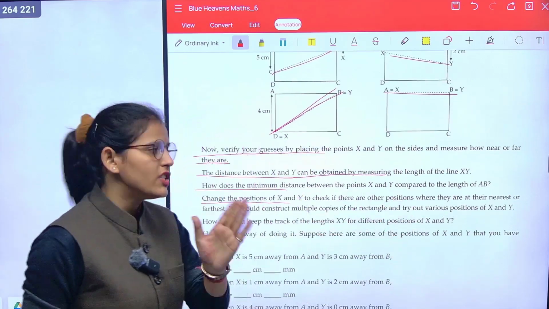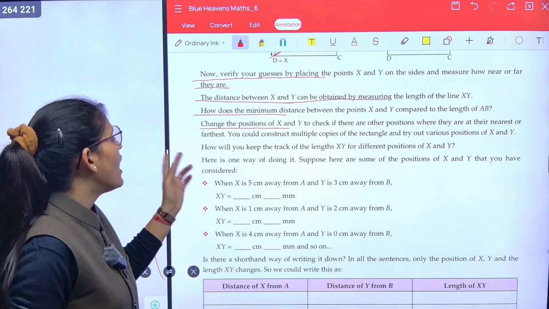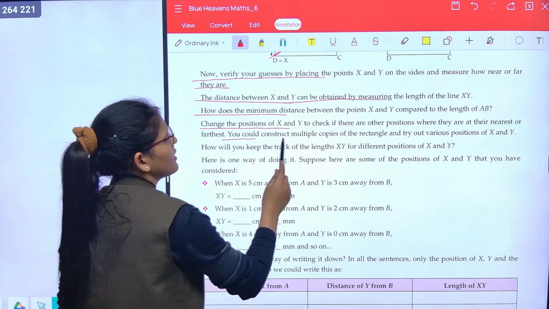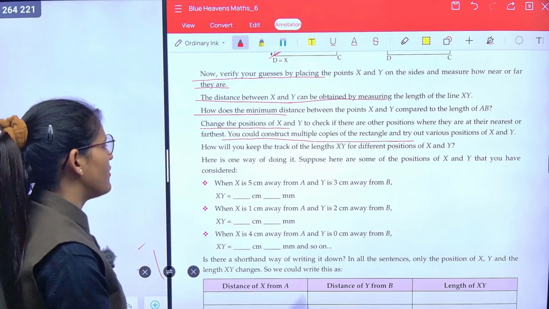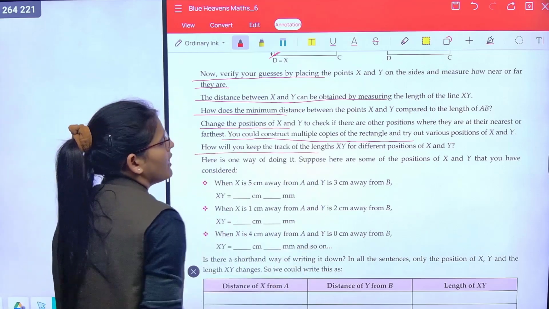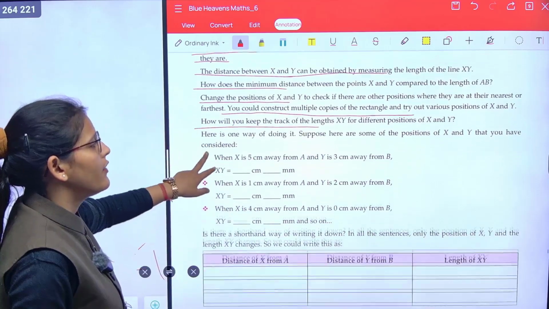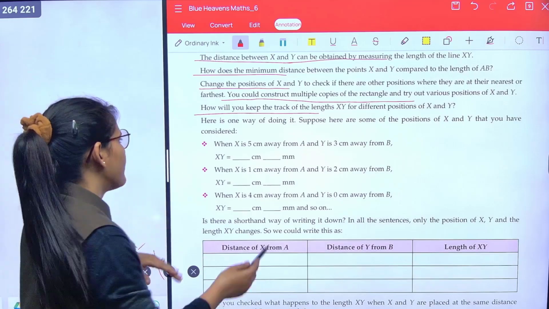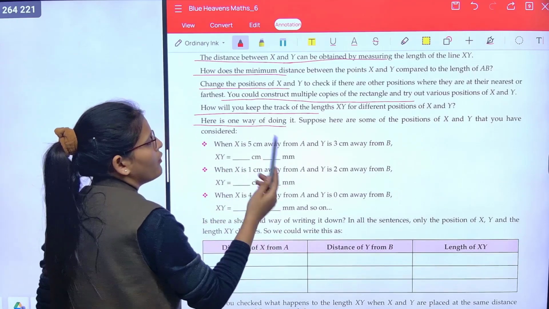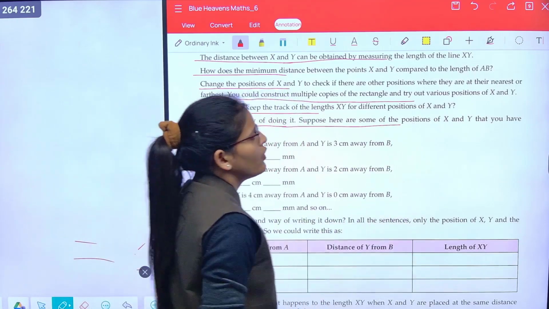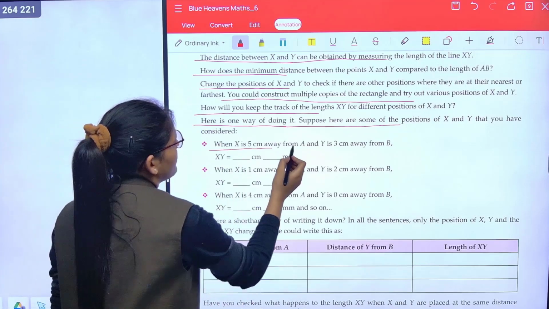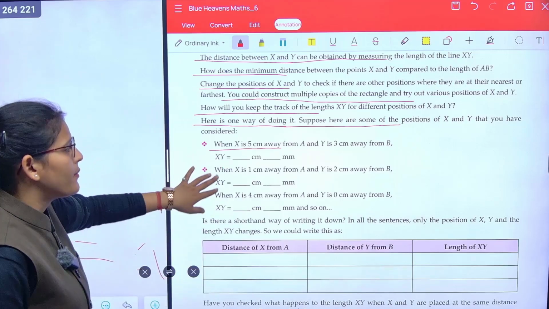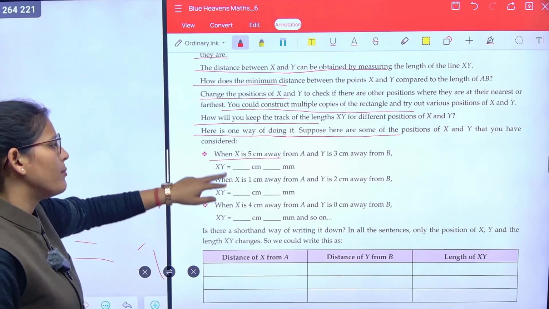We will keep changing their positions. Now class, you could construct multiple copies of the rectangle and try out various positions of X and Y. How will you keep track of the length XY for different positions of X and Y? Here is one way of doing it. Suppose here are some of the positions of X and Y that you have considered. X is 5 centimeter away from A and Y is 3 centimeter from AB.